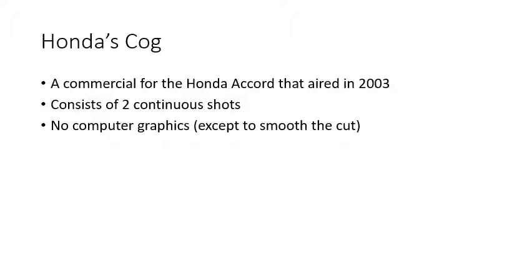The only computer graphics in the commercial are right where that cut is between the 2 shots, to smooth it out. Otherwise, it's just the camera recording the Rube Goldberg machine in action. And it took them a lot of different tries to get the machine to work right. I guess just because it's so complicated, it was really hard to make it work correctly. So on the next slide, we'll have the Cog.